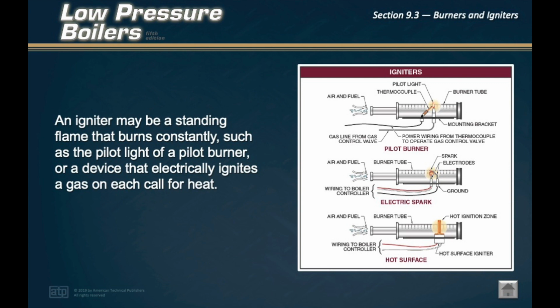An igniter may be a standing flame that burns constantly, such as a pilot light, or a device that electrically charges a gas on each call for heat. There are two types, electric spark or hot surface igniter. An electric spark type is located near a burner, producing a spark to light the fuel in the burner. A hot surface type is located at a burner and uses a small piece of silicon nitride, which produces high temperatures when the electric current passes through it.